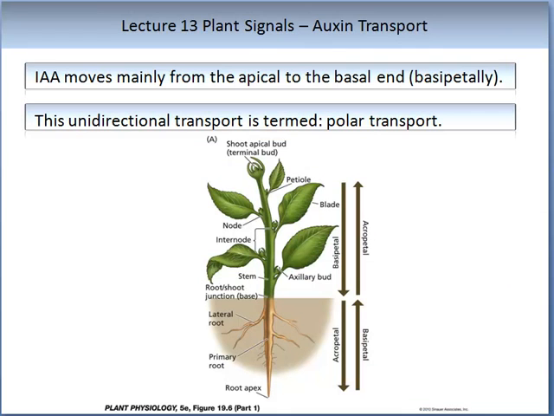Auxin, or IAA, moves from the main apical to the basal end. This is called basipetally. This unidirectional transport is termed polar transport. The image on the slide summarizes the movement of IAA.